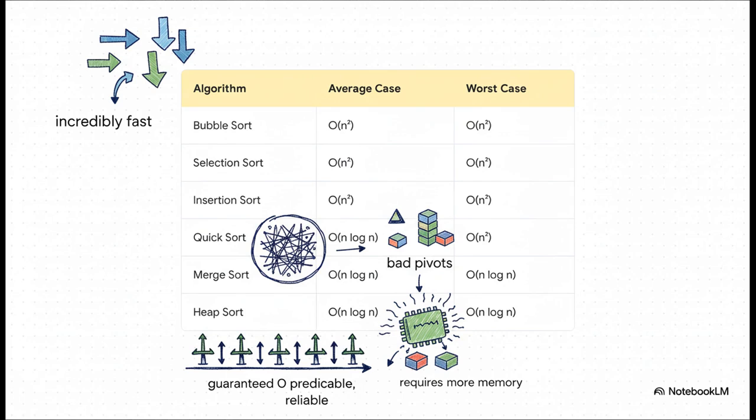So how does that happen? It happens if you get really unlucky and keep picking the worst possible pivots, like the smallest or largest item every single time. When that happens, the divide part of divide and conquer kind of fails. On the other hand, merge sort is a guaranteed O of n log n every single time, which makes it way more reliable, even if it uses a little more memory.